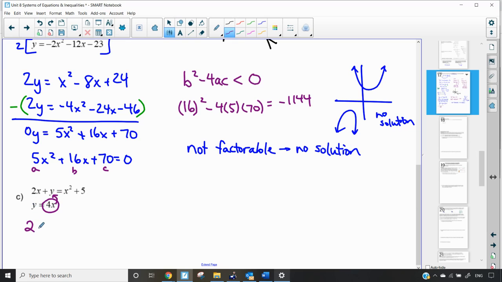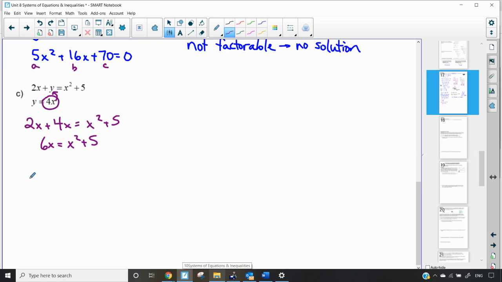So that gives me 2x plus 4x equals x squared plus 5. Simplifying that gives me 6x equals x squared plus 5. And then I can rearrange my equation so that everything is on one side of the equation. So that's going to give me x squared minus 6x plus 5 equals 0. At this point I can factor. That gives me x minus 5, x minus 1 equals 0. And I have x equals 5 and x equals 1.